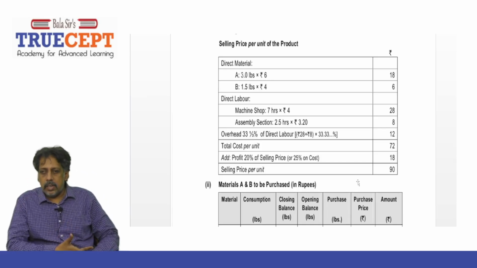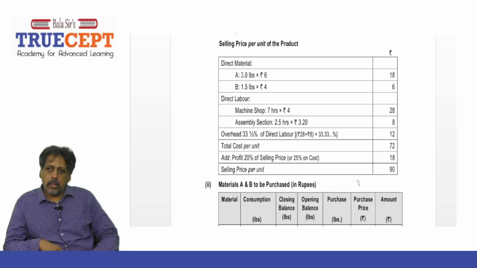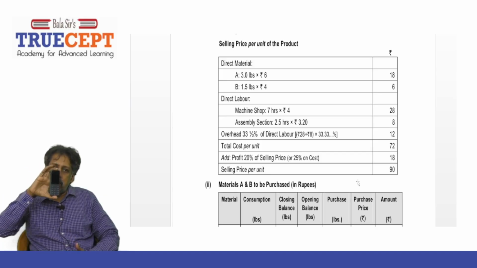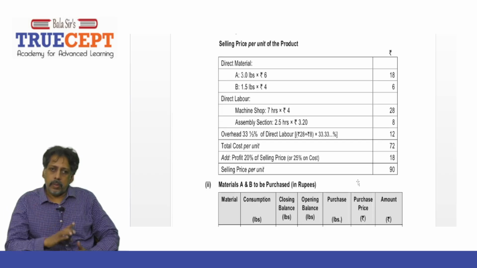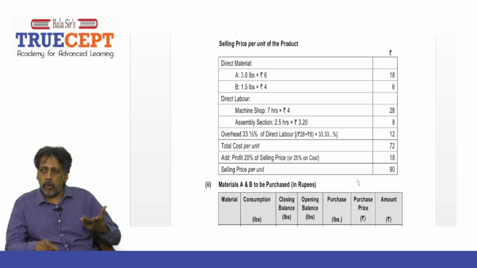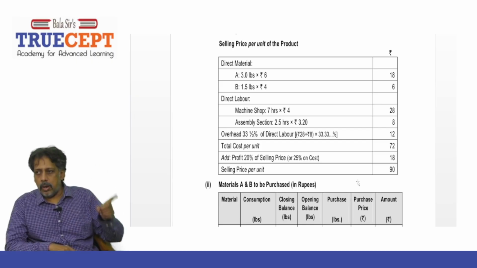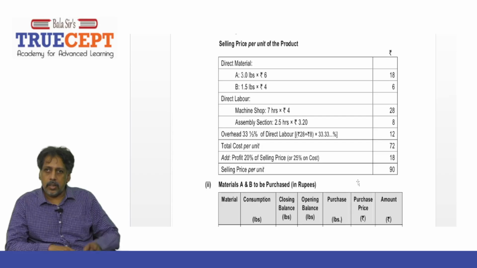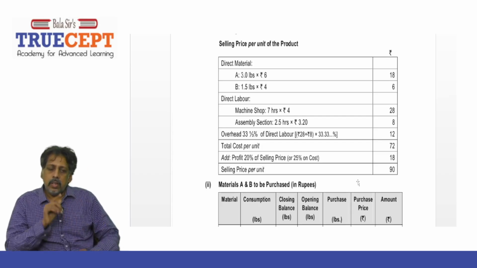Then comes direct labor. For machine shop, it is 7 hours into 4 rupees, and assembly section 2.5 hours into 3.2 rupees, which is 28 plus 8. To produce one unit, the laborers will have to spend 7 hours in the machine shop. So 7 hours into 4 rupees per hour wage rate, how much? 28. And then 2.5 hours in the assembly section, that into rupees 3.2 per labor hour, 8 rupees. Adding both, 36. In all the direct labor cost is rupees 36.